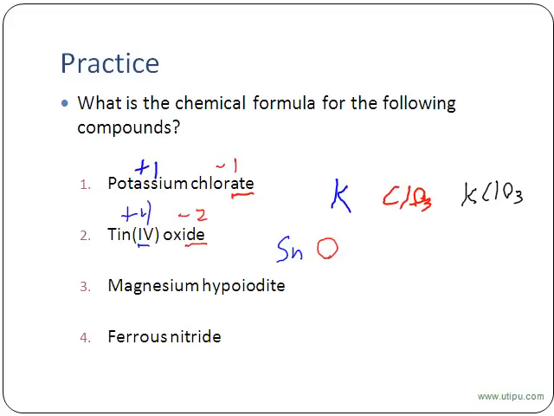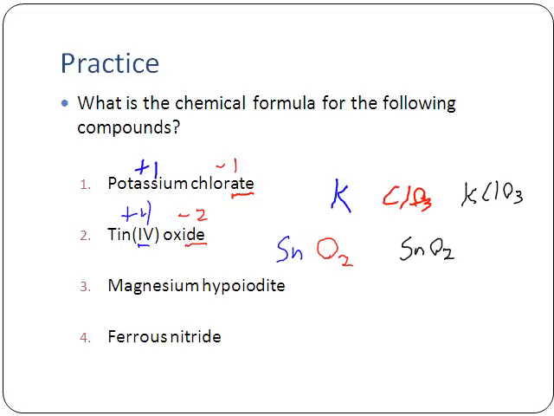So to get this to balance, these don't balance just yet. The least common multiple between 4 and 2 is 4. So we'd have to have 2 oxygens to get it there, and so we put on a 2 right there. And this gives us our final result, SnO2, just like that. Our next one is magnesium hypoiodite.